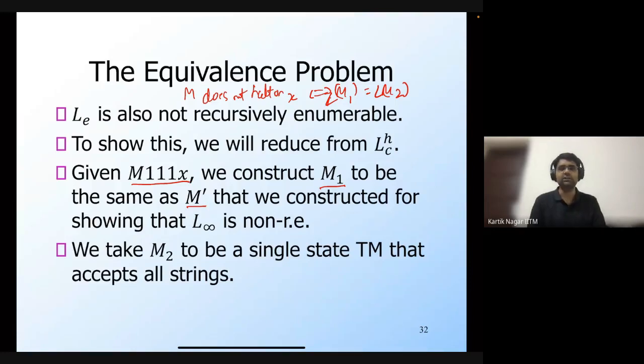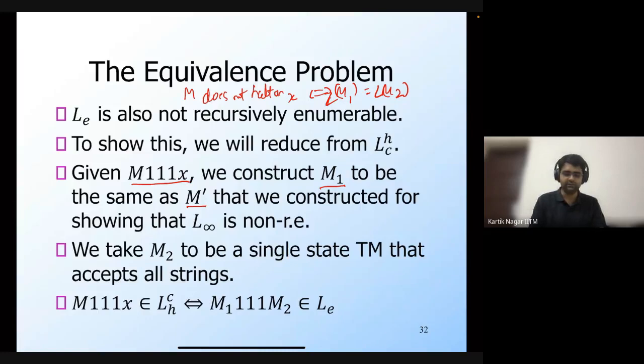That is the reduction, and since the problem that M does not halt on X is non-recursively enumerable, this means that the equivalence problem is also non-recursively enumerable. So this is what can be shown mathematically.